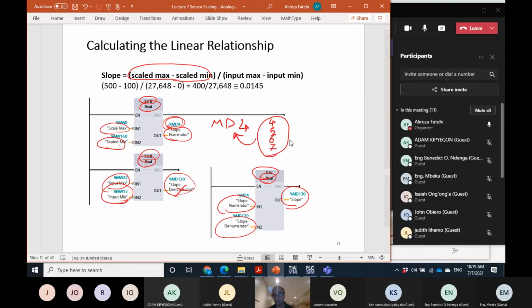I shouldn't use MD6 anywhere else. MD6 is meaningless because it is part of a real number. It is part of the bytes that are used by this real number. So this is something we should take care of. The PLC does not give an error on this, it just uses that MD6. Okay, it uses it, but from a mathematical point of view, it is not correct.